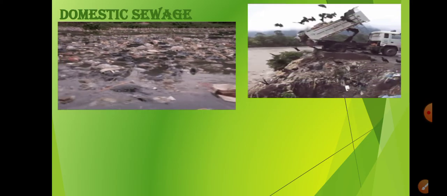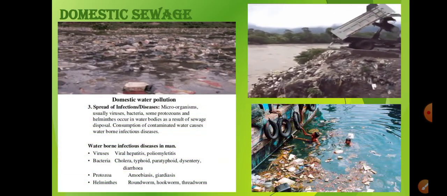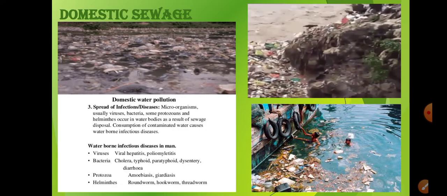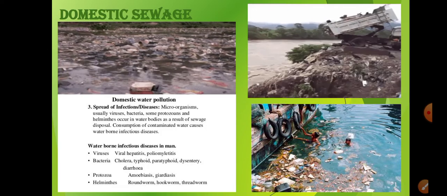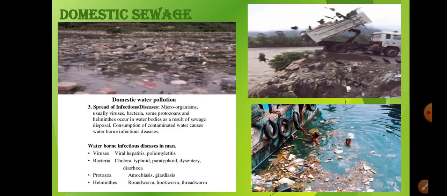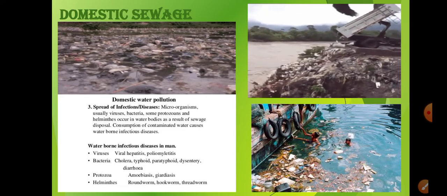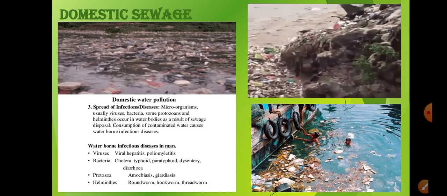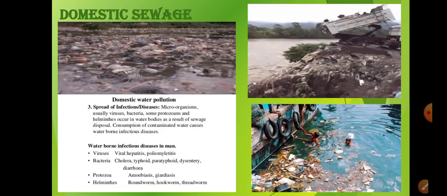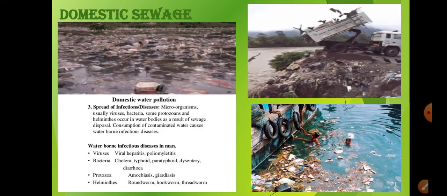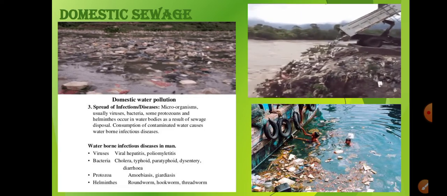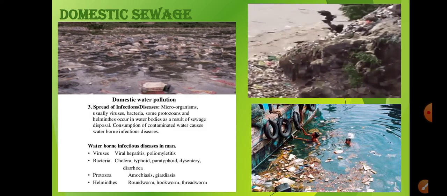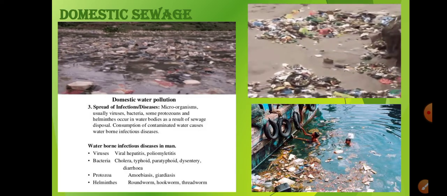Domestic sewage is another topic. Now domestic sewage means the waste coming from our household, right? So it can be solid waste, it can be even liquid waste. Now these are dumped into the water bodies directly in some cases. So once the domestic waste is dumped into the water body, there are lots of bacteria, viruses, microorganisms. So all these are there in the water bodies.